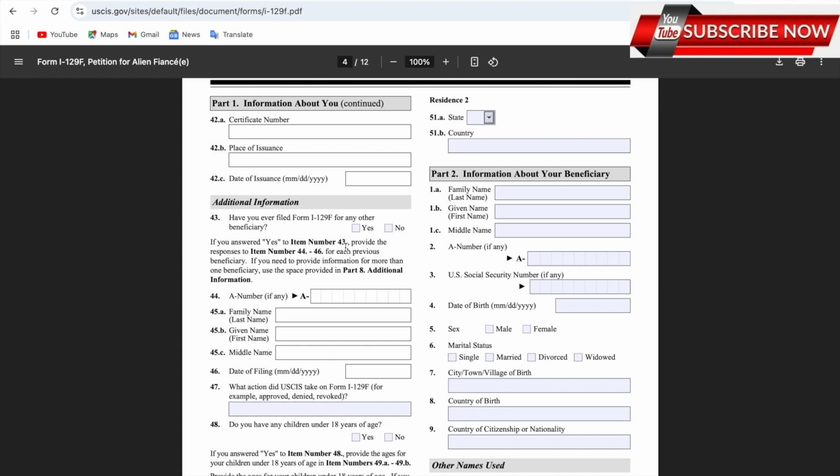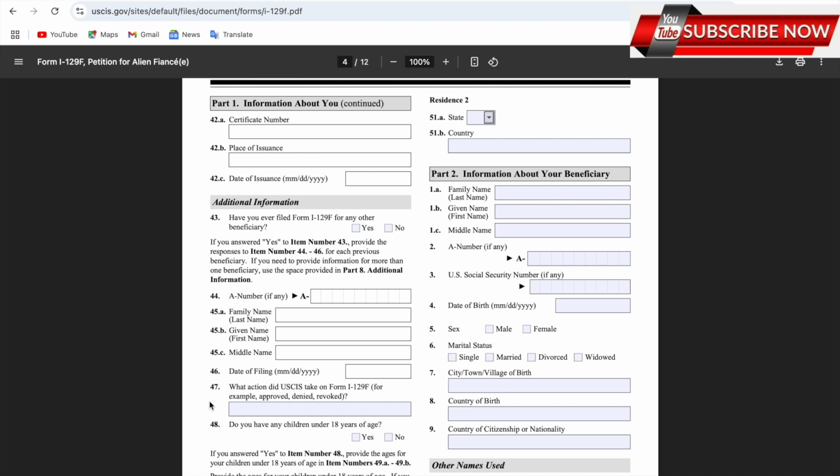And it says additional information. Have you ever filed an I-129F for any beneficiary? So have you filed an I-129F for anybody before? Maybe for your current spouse, or maybe you filed for a different person before. You click yes. If this is your first time, then you click on no. If you click on no, you don't have to worry about this side, from 44 to 46. But if you click on yes, then you have to worry about this side.